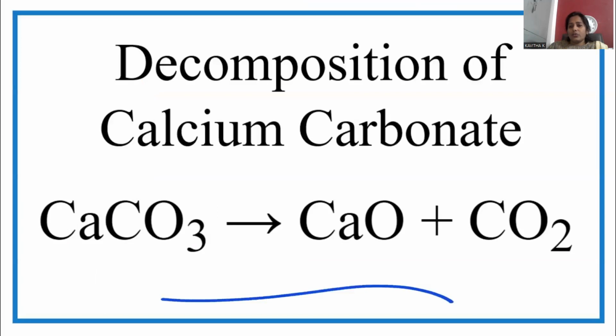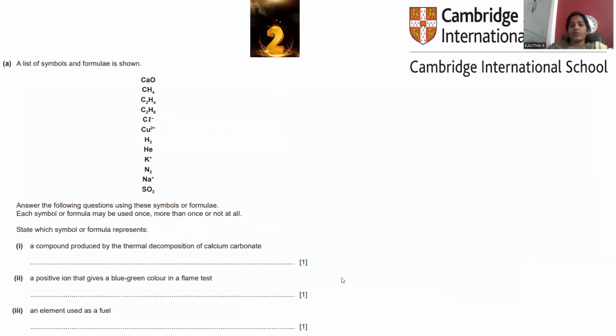Right. Question one: decomposition of calcium carbonate. Whenever calcium carbonate is heated, the products are calcium oxide and carbon dioxide. Carbon dioxide will be a gas and calcium oxide is the product we require over there, right? If you observe, you can notice calcium oxide, so that is the right answer.